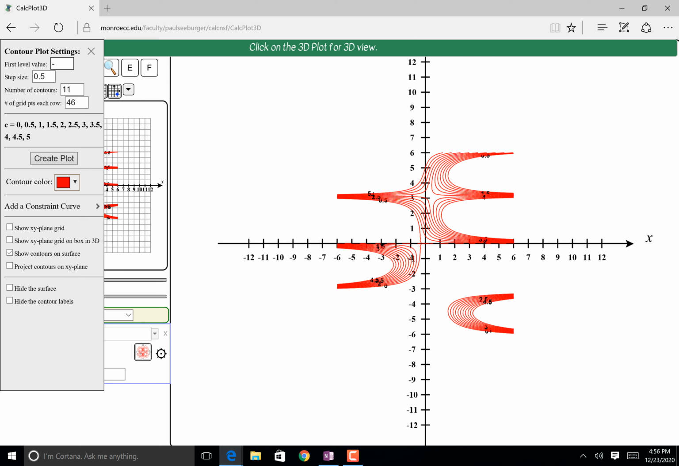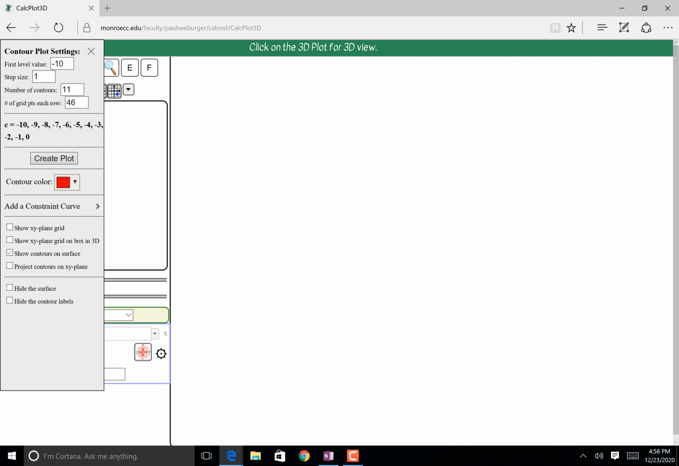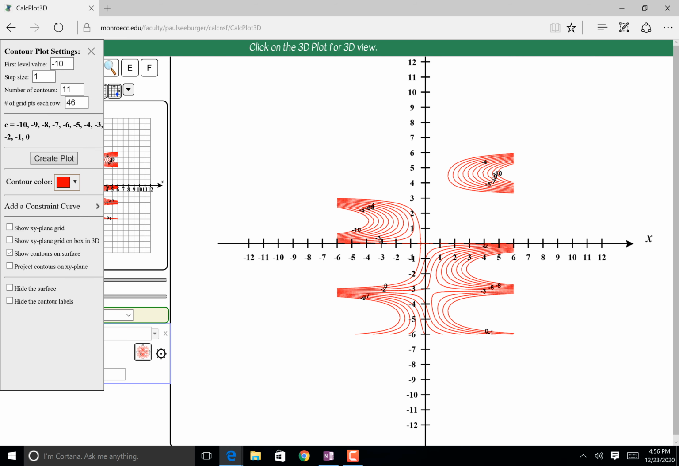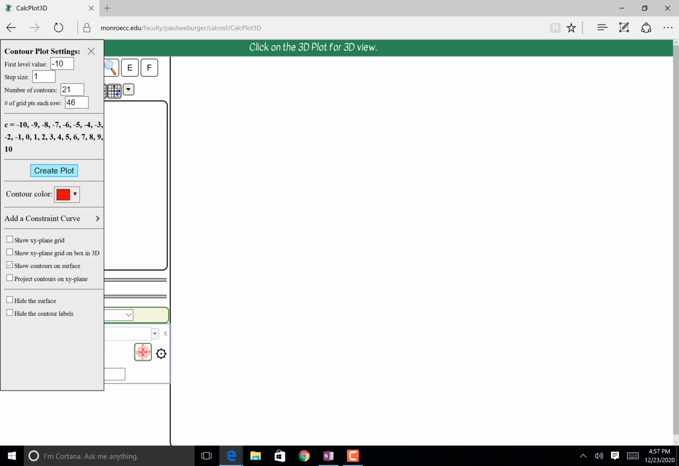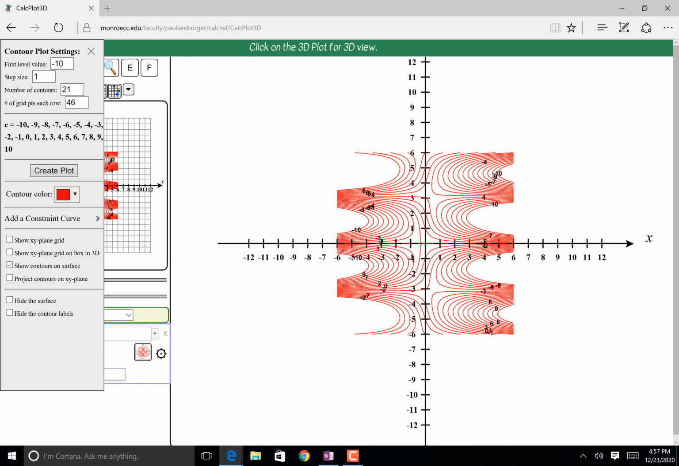Hey, let's start at negative 10. Let's count by 1s. And let's go 11 of them, I guess. Well, that's not good because I'm only going to go to 0. Let's get 20 of them. What do you say about that? 21 of them. What the heck? Boom. So now I'm going to have positive and negative values. Give it to me. And so there you go.